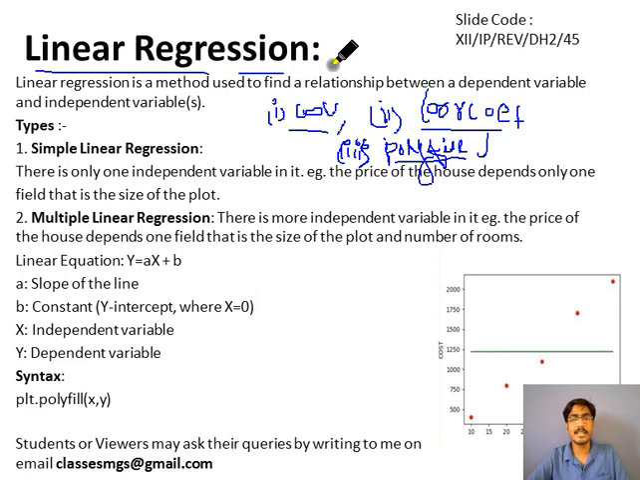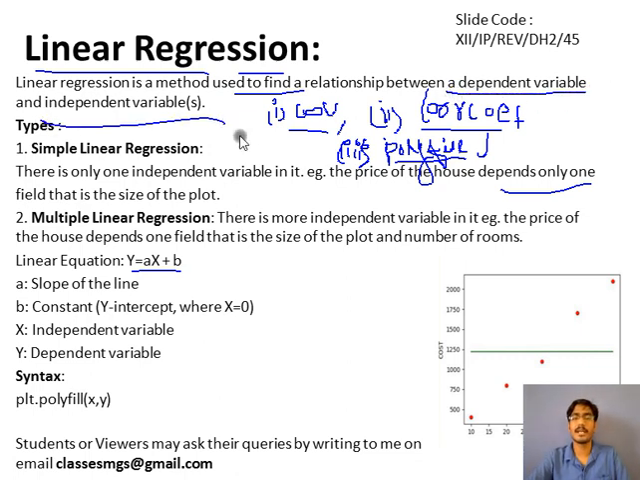So linear regression, you need not know how to calculate the linear regression in respect of the IP class, but the definition should be known to you, what is linear regression, and then you should know the syntax, how you can calculate the linear regression using Python. Okay, so linear regression is a method which is used to find the relationship between the dependent variable and independent variable.